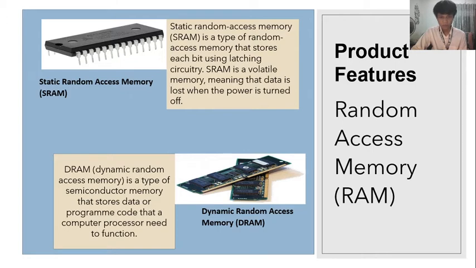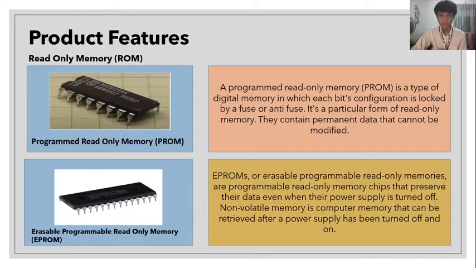Second is dynamic random access memory, or DRAM. DRAM is a type of semiconductor memory that stores data of programs, code that a computer processor needs to function. Next product feature is read-only memory, or ROM.